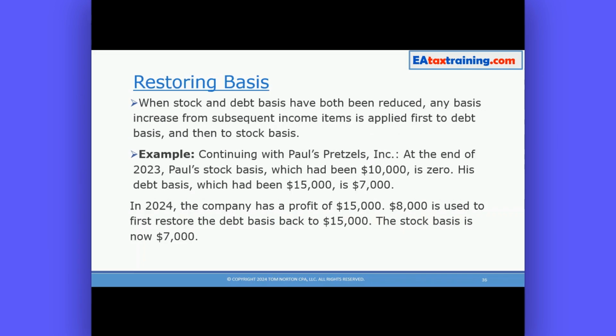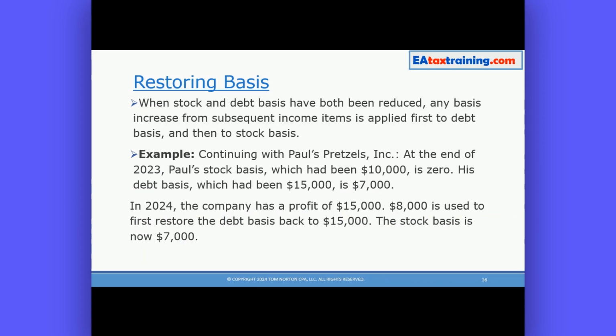Restoring basis. Once basis has been reduced, it can be restored by later profits that are going to flow through. So if both stock and debt basis have been reduced, then any increase from subsequent income is applied first to the debt basis and then to the stock basis. So you will want to remember this. Debt basis is restored before stock basis.